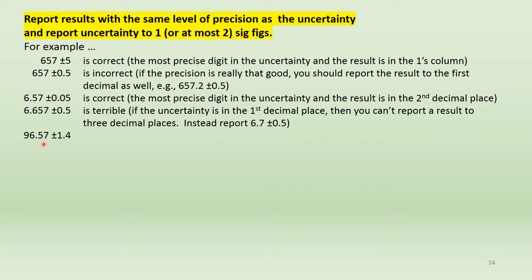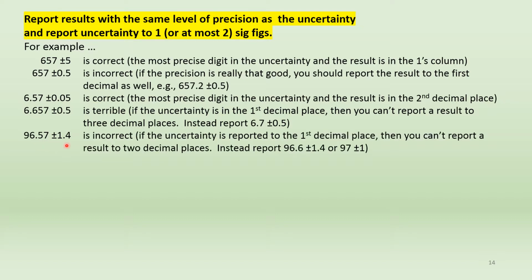96.57 plus or minus 1.4. Well, that's not right either. You see, if the uncertainty is reported in the first decimal place, you can't report a result to 2 decimal places. So instead, you should report 96.6 plus or minus 1.4. This is now consistent. Or 97 plus or minus 1.